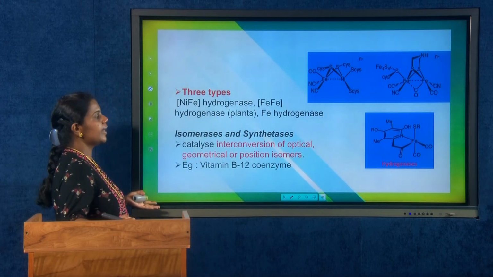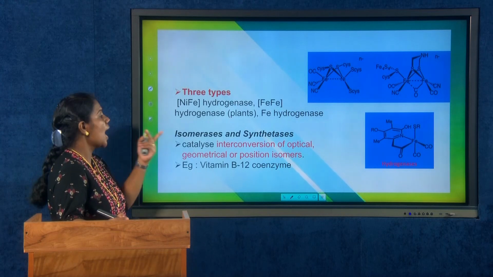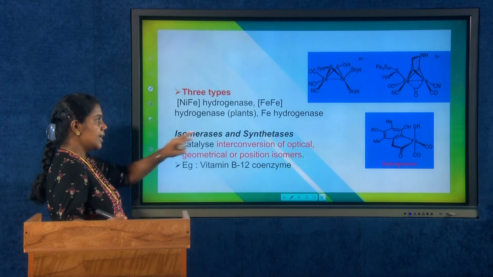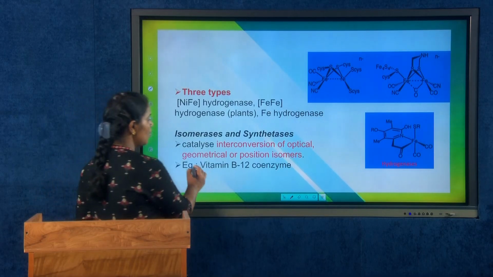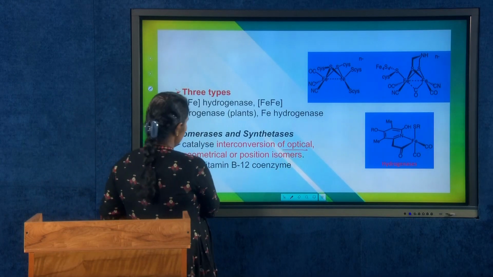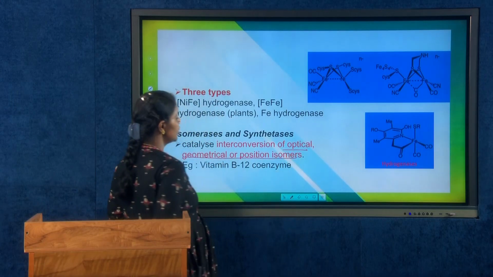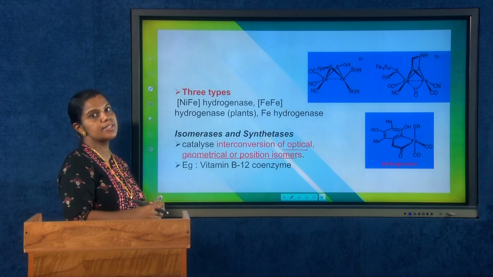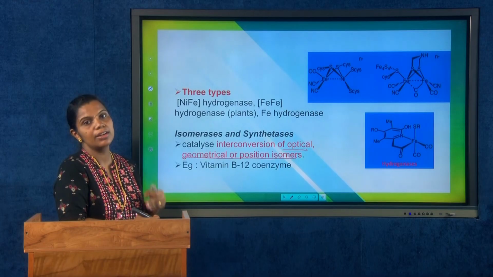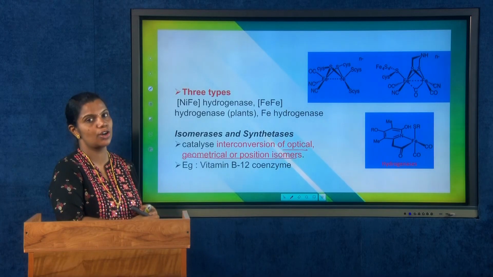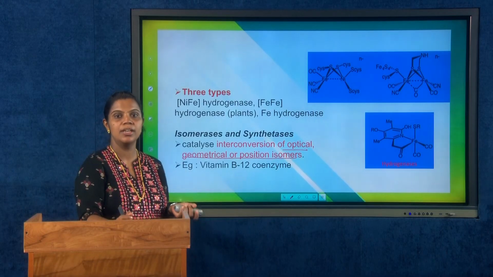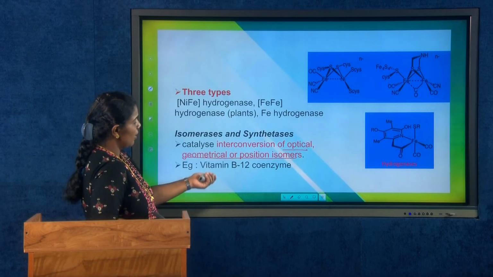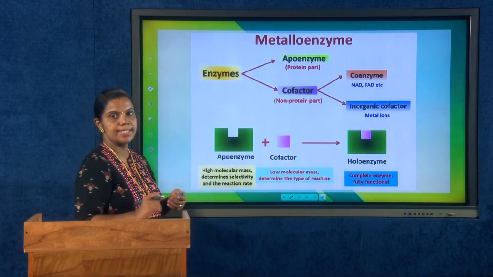Also, we have another category of enzyme known as the isomerases and synthetases. They catalyze the interconversion of optical, geometrical or position isomers. The isomerases or synthetases will catalyze the interconversion of the optical or geometrical or position isomers. For example, we have the vitamin B12 coenzyme.